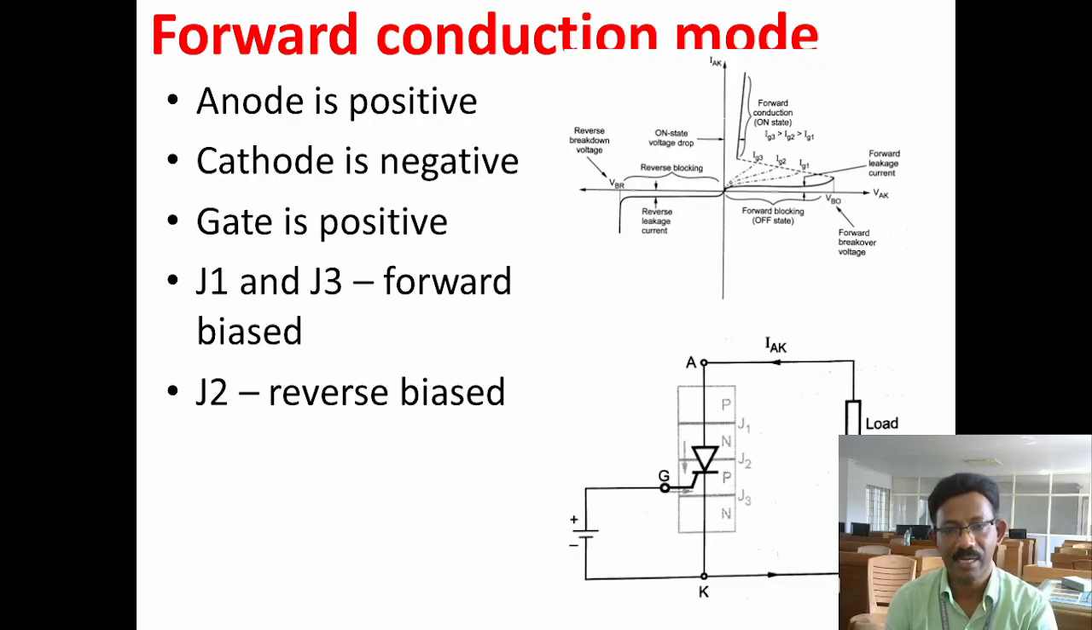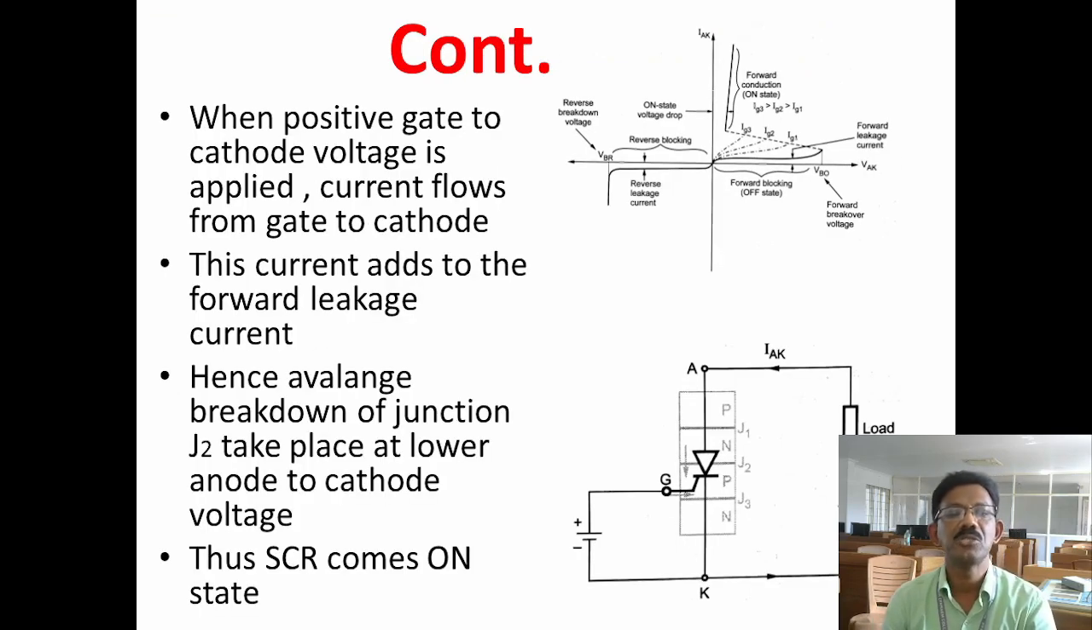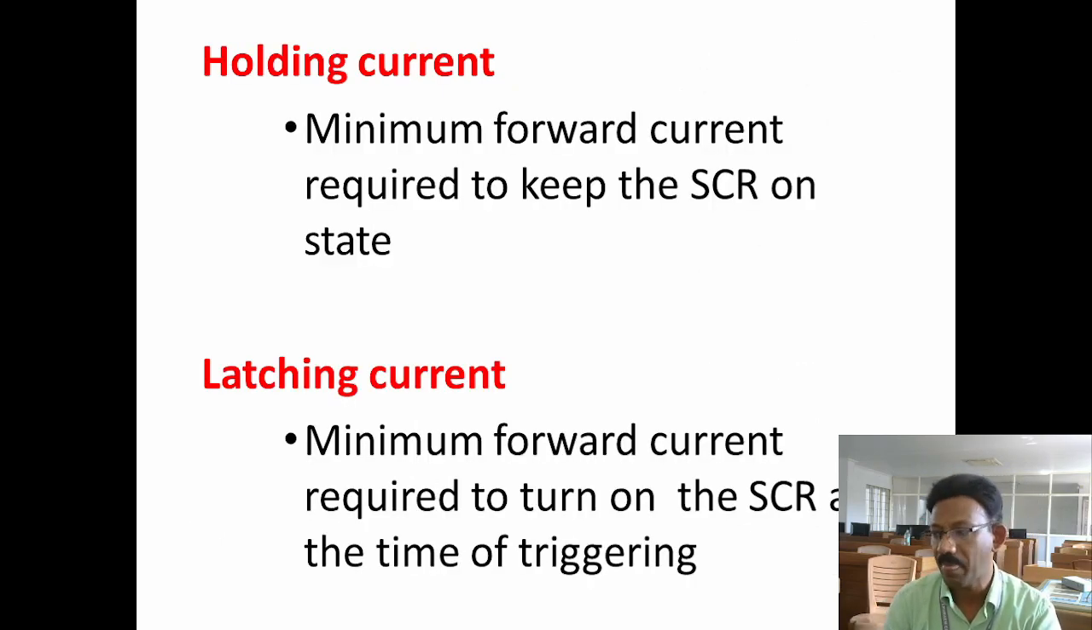Then forward conduction mode. In this forward conduction mode, anode is positive with respect to cathode. Gate is also connected to positive supply, so that junctions J1 and J3 are forward biased and J2 is reverse biased. When positive gate to cathode voltage is applied, current flows from gate to cathode. So this current adds to the forward leakage current. Hence, avalanche breakdown occurs at the junction J2 at lower anode to cathode voltage. So easily SCR comes to on state.